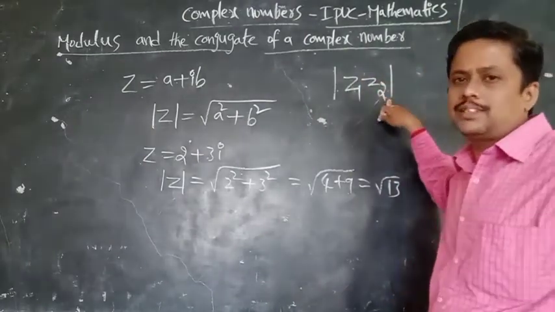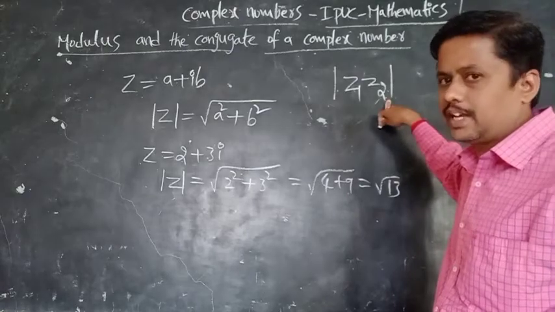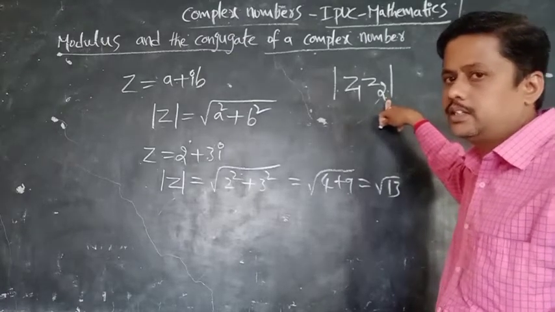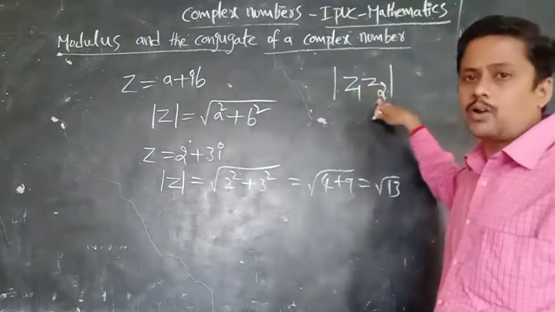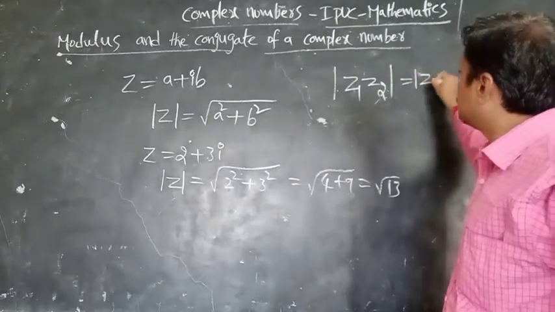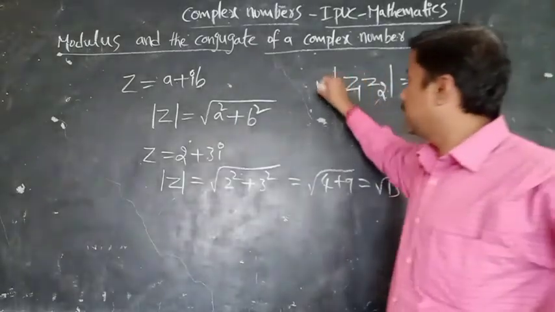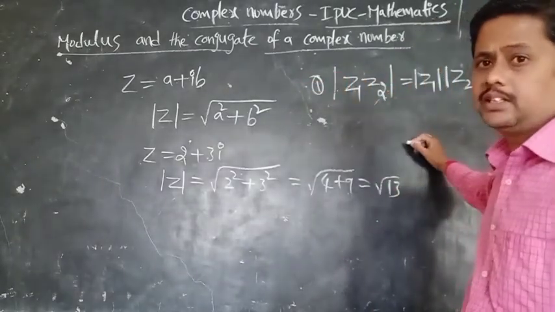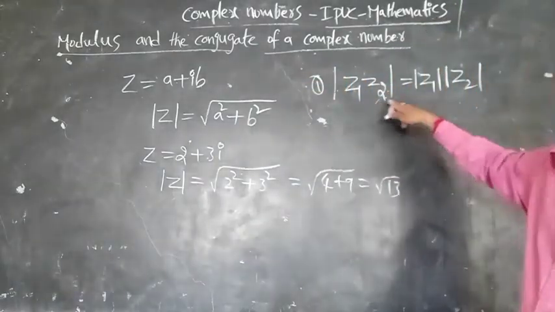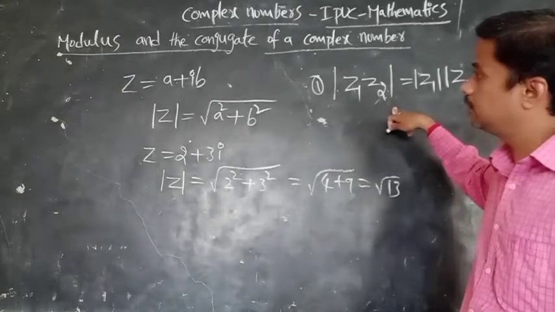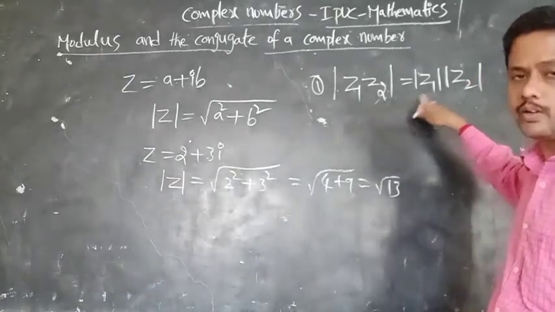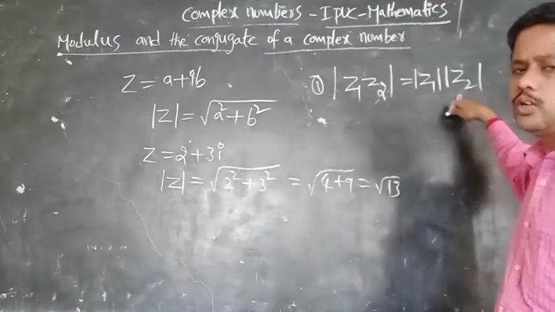If two complex numbers are given like this, there is no need to do the multiplication. Directly write like this: modulus of Z1 into modulus of Z2. This is property number 1. So modulus of Z1 Z2 is equal to modulus of Z1 into modulus of Z2.